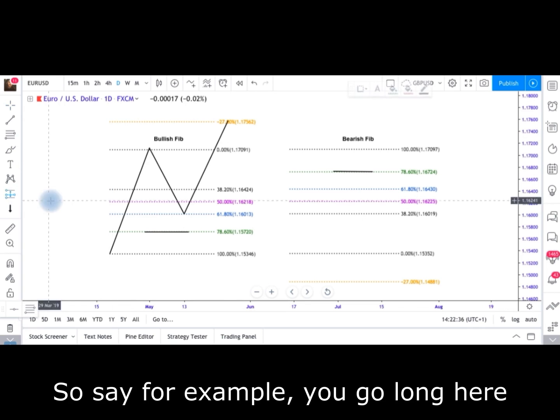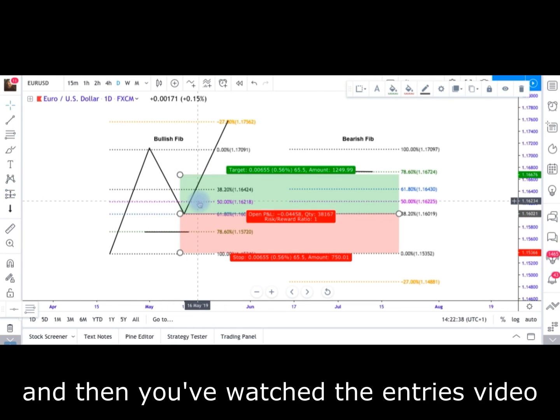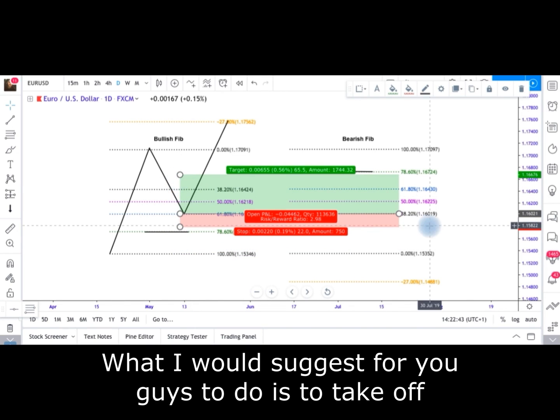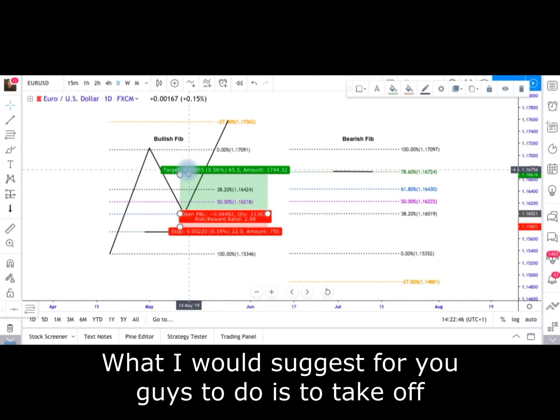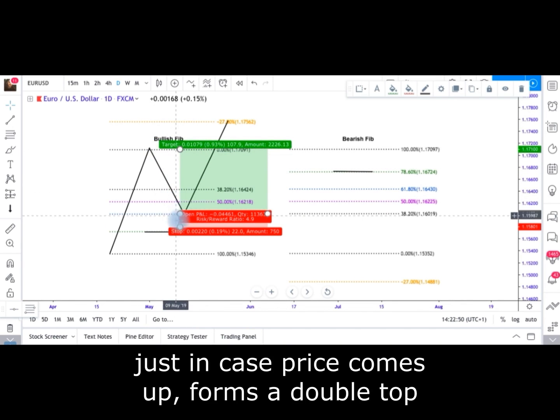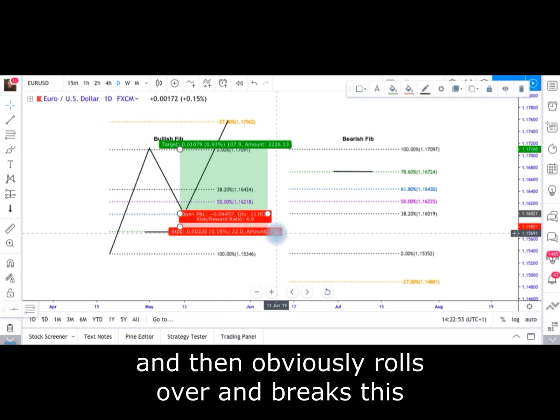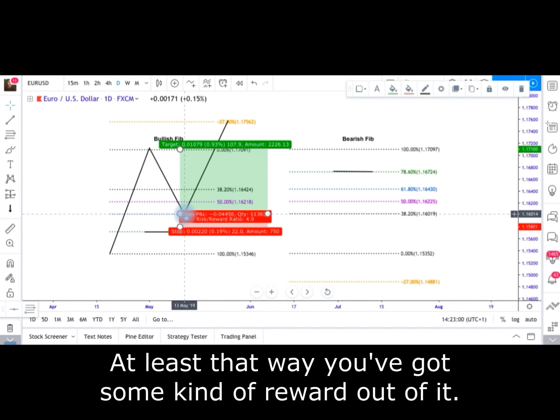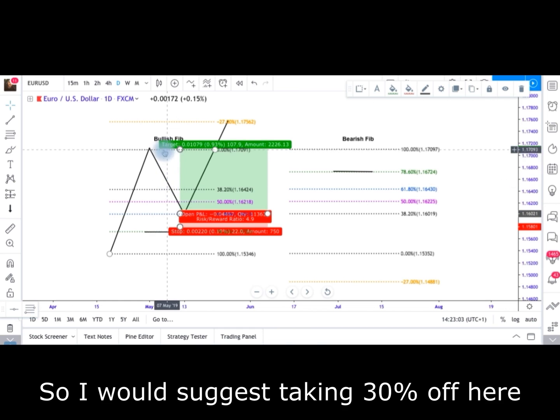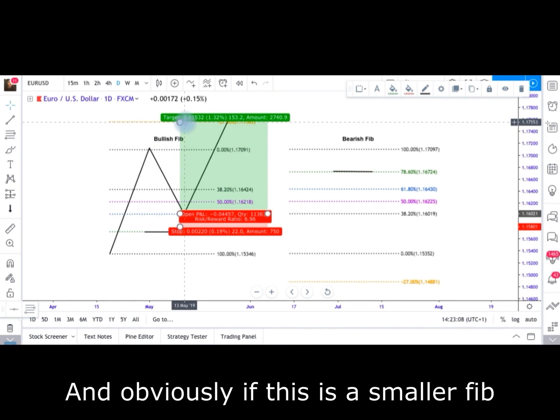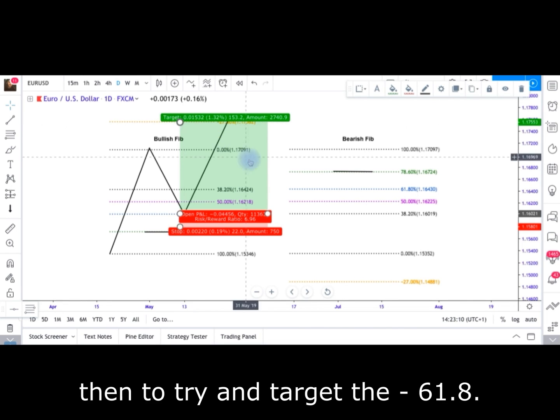So say, for example, you go long here, and you've watched the entries video and you've got a tight entry, you've placed your stop below the first wick. What I would suggest for you guys to do is to take off maybe 30% of your profit at the 0%, just in case price comes up, forms a double top, and then rolls over and breaks this recent high low and then begins a bearish sequence. At least that way you've got some kind of reward out of it. So I would suggest taking 30% off here and then trying to target the minus 27%. And if this is a smaller fib, then try and target the minus 618.